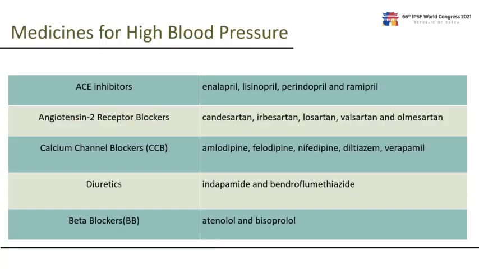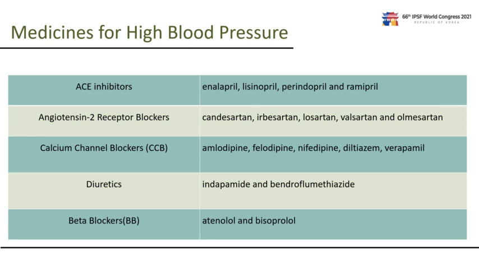Next, let's learn about medicines for hypertension. There are 5 groups of medicines. First, angiotensin-converting enzyme is known as ACE inhibitor. Enalapril, lisinopril, perindopril, ramipril are examples of ACE inhibitors. Second, angiotensin II receptor blockers are known as ARB. Candesartan, irbesartan, losartan, valsartan, and olmesartan are examples of ARB.